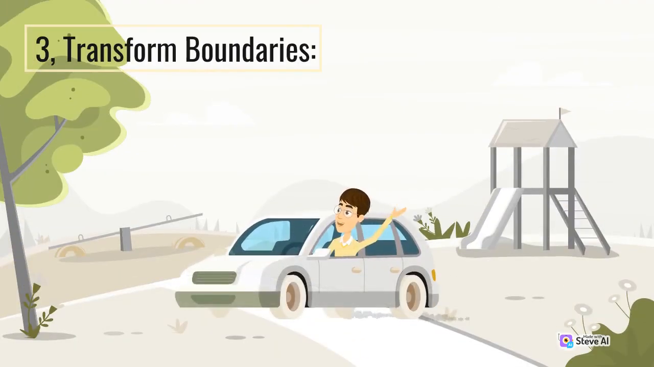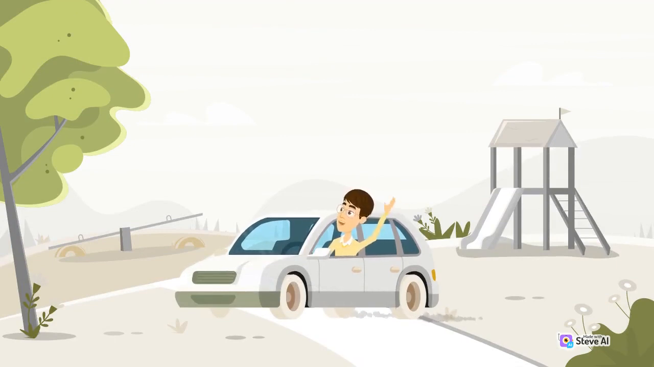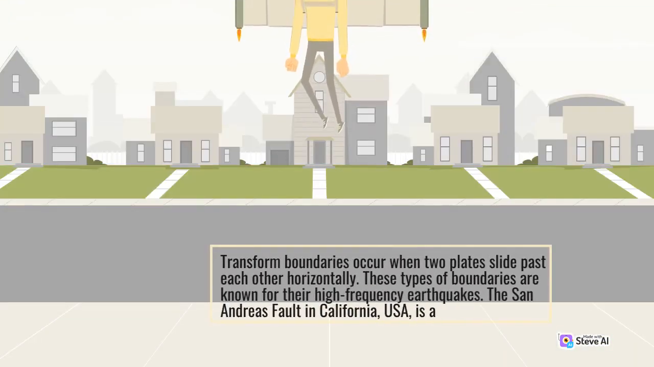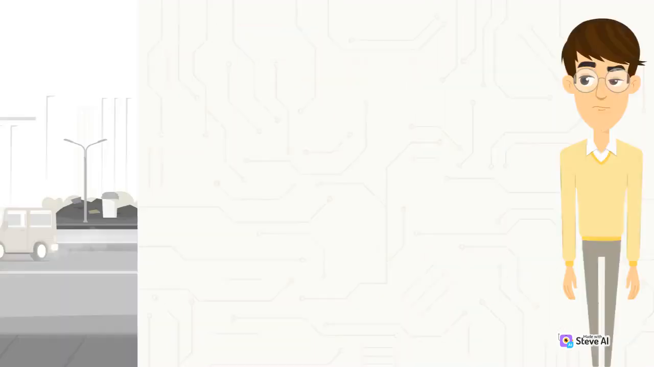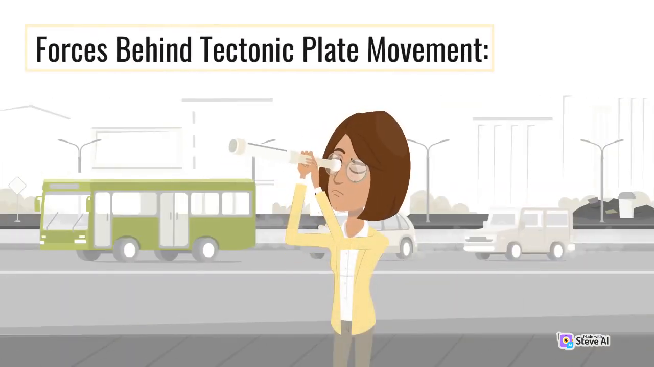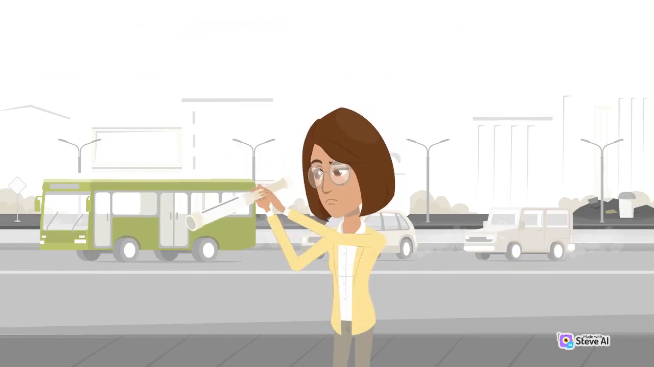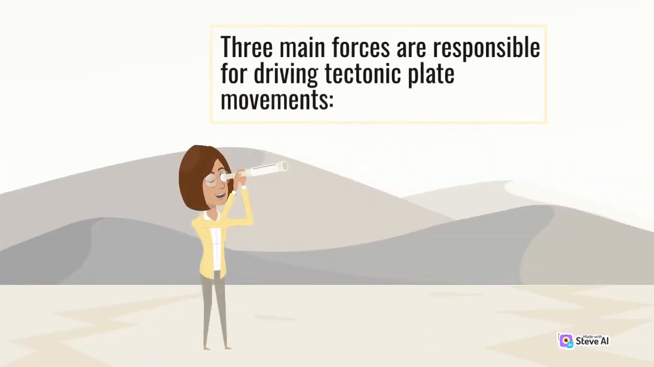3. Transform boundaries. Transform boundaries occur when 2 plates slide past each other horizontally. These types of boundaries are known for their high-frequency earthquakes. The San Andreas Fault in California, USA, is a famous example of a transform boundary. Forces behind tectonic plate movement. 3 main forces are responsible for driving tectonic plate movements.